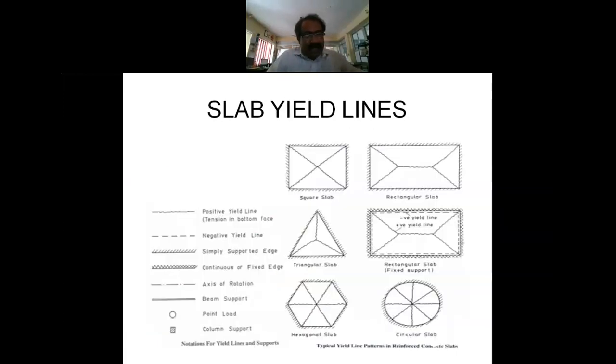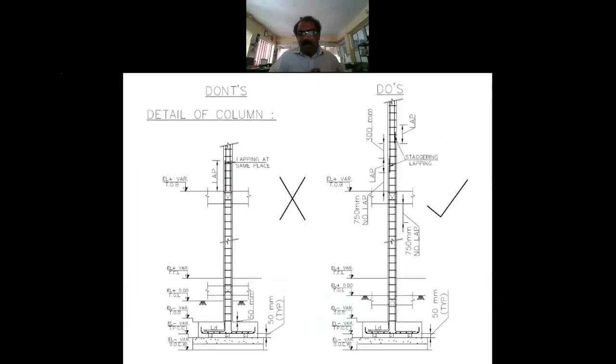Slab mostly yield, excuse me. So any doubts about the beam column junction of the column? Yes, you can ask, or put in text. Ashok, shall we proceed or any doubts? Yes, you can proceed. No doubt. I was on mute. Okay. Time is also going on.